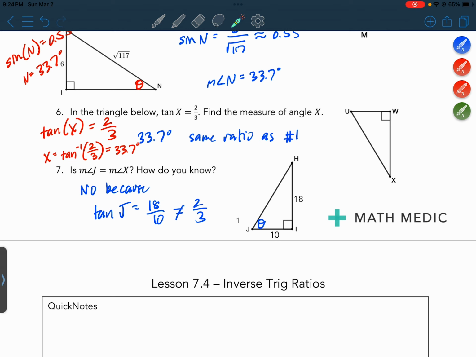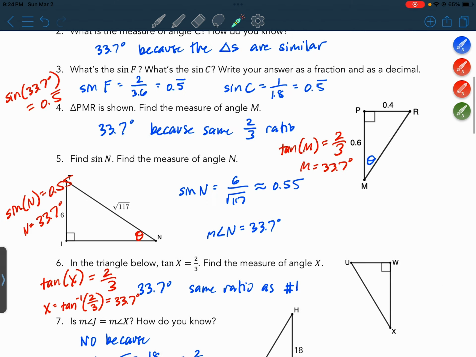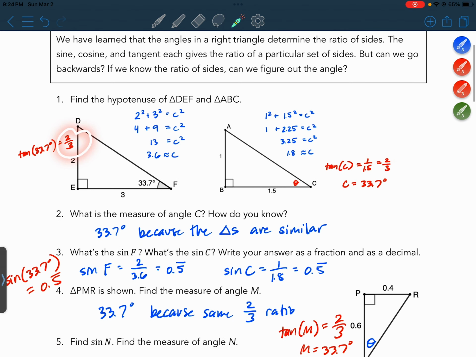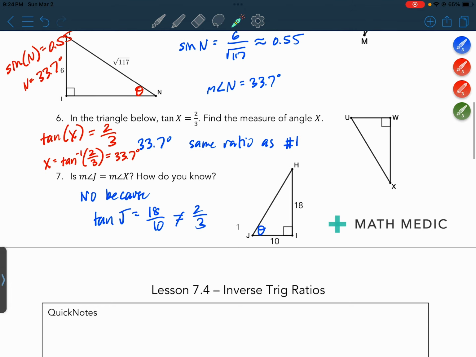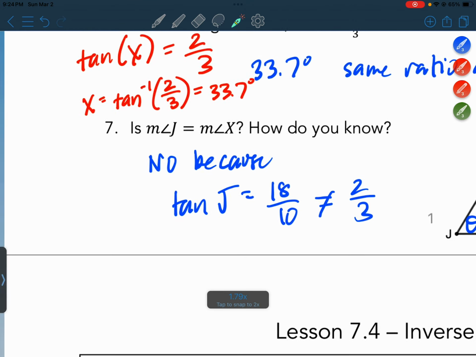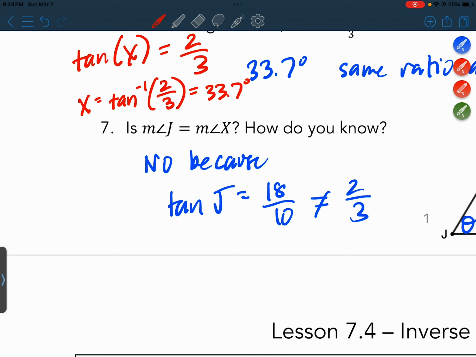They have different ratios. The opposite to adjacent ratio is 18 to 10, which is not the same as the other triangle. It had a 2 to 3 tangent ratio. So this triangle is going to have some other measure. We don't have a similar triangle on the page to figure it out, so let's use our calculator.